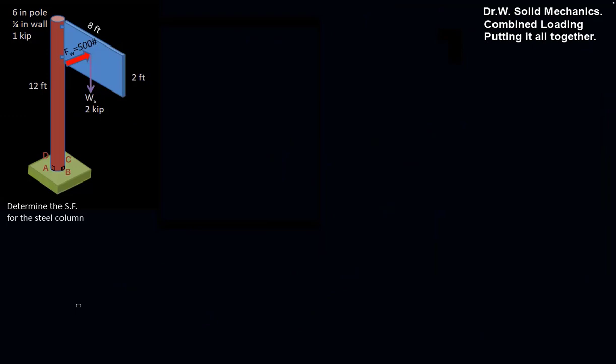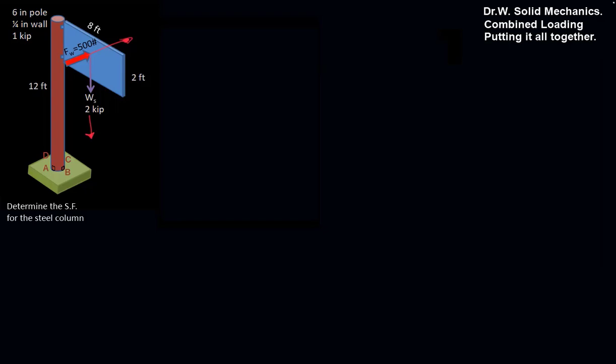Here we have a pole that's going to support a large highway sign. The weight of the sign is 2 kips acting down here. There's a force from the wind blowing on it. And we're also given that the pole itself is going to have some weight acting down. And we're asked to find the overall safety factor for this steel column. It's a 6-inch diameter, 1/4-inch wall pipe.